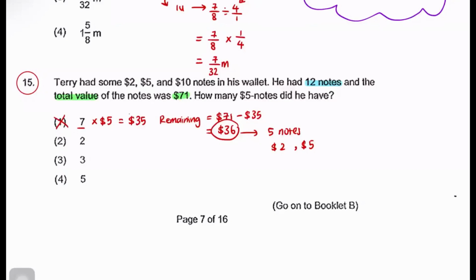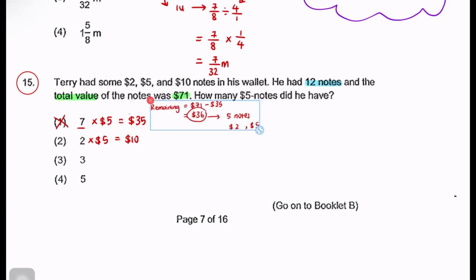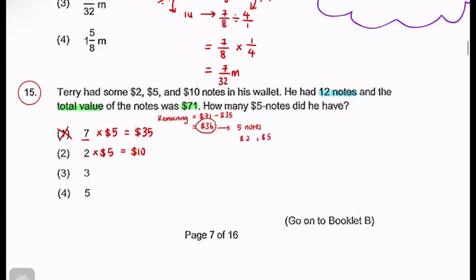Option 2, if he has two $5 notes, that will make up $10, correct? So how much is the remaining? He has a total of $71. The remaining made up of $2 and $5 notes will be 71 minus 10 equals $61.